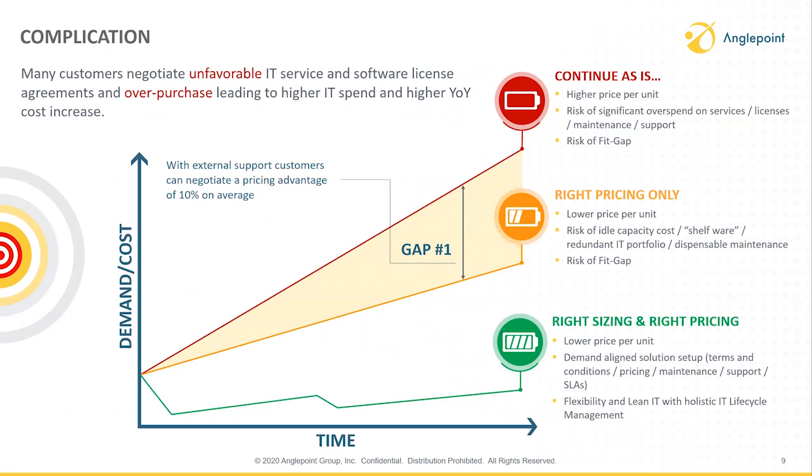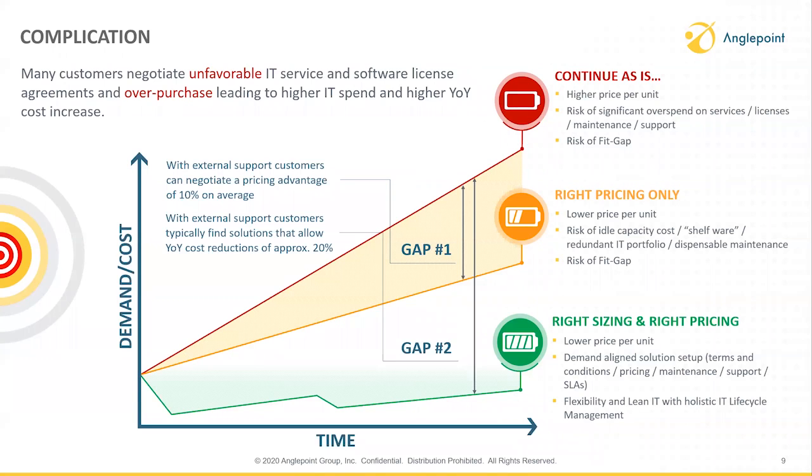So there is a demand in the business, and what you purchase as software or as a service should be aligned with that. And that's not just from the product perspective, but also from the terms and conditions, the pricing, the maintenance, the service levels, all of this. So what we are looking for is flexibility, and it's kind of a buzzword, lean IT with holistic IT lifecycle management, so that you phase out end-of-life software products before you run into risk because of vulnerabilities and other things as well. So it's where you have not just right pricing, but also right sizing.